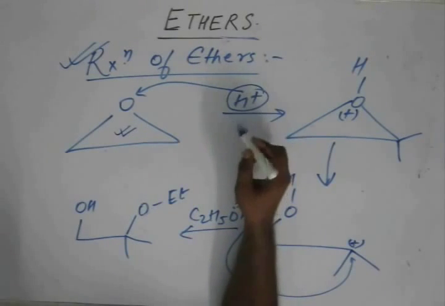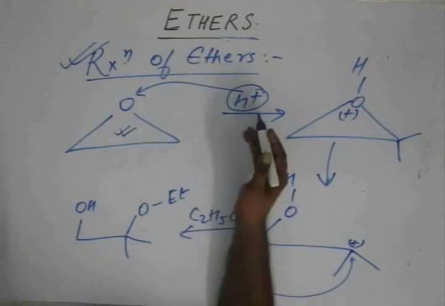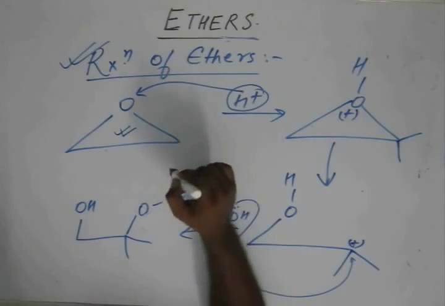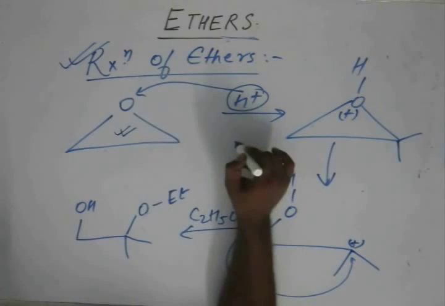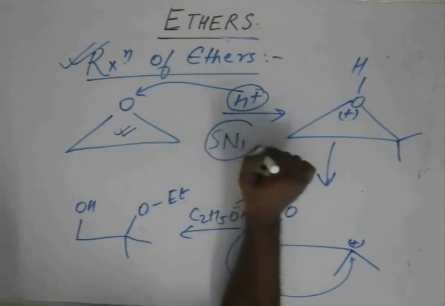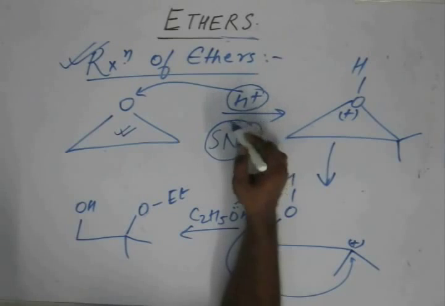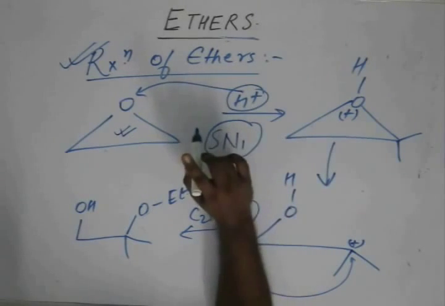Let me tell you that the case is just the opposite when a nucleophile attacks a cyclic ether in presence of a base. This reaction was SN1 in case of acid catalyzed, but when it is base catalyzed, the reaction is SN2.